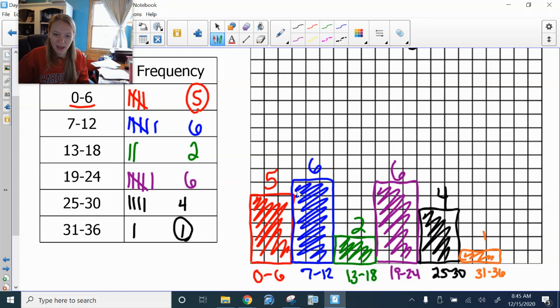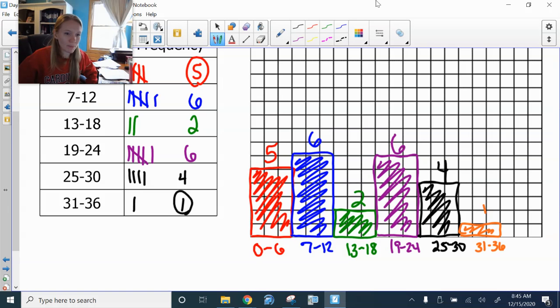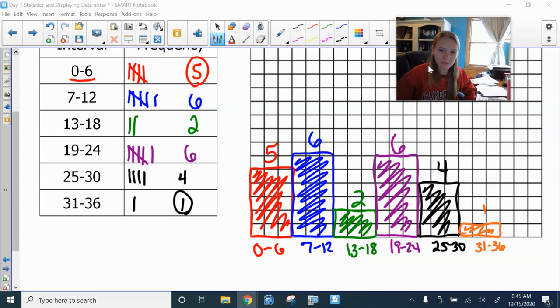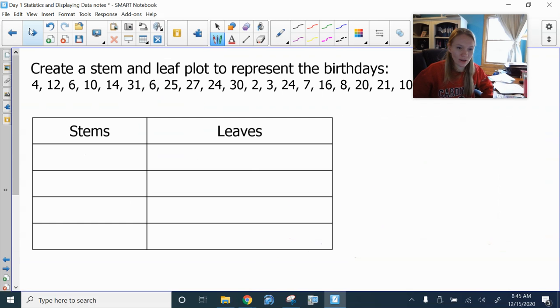And I realize that you guys don't have the grid there. I believe the grid is on your homework, though. You have to do one of those, which isn't that terrible. Okay. A stem and leaf plot. Moving right along. Which is just our ones place and our tens places to configure that information.